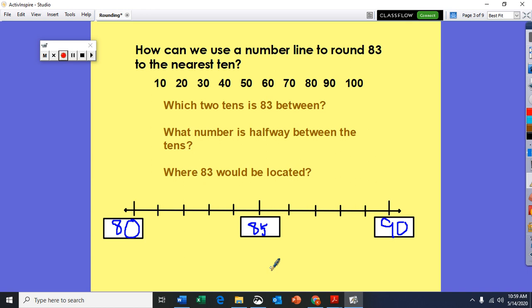So then I try to think about, okay, where would 83 be located on that number line? And in my mind, I can see that 83 would be right about here on the number line. That's where the 83 would be. So is that closer to 80 or 90? And I can see that that X is actually closer to the 80 because it's only 3 jumps away. If I counted to 90, I would have to make 1, 2, 3, 4, 5, 6, 7 jumps to 90. So 83 actually rounds to 80 because it's closest to 80.